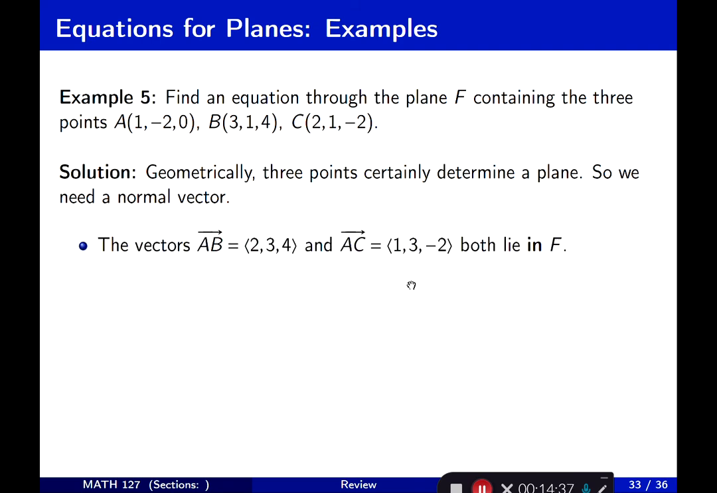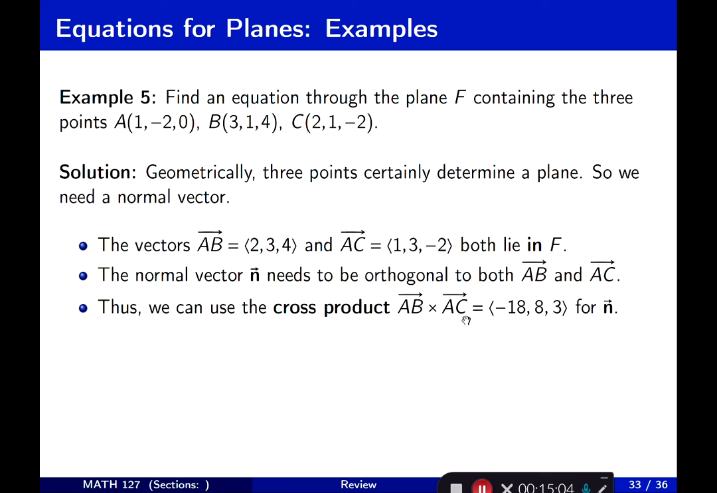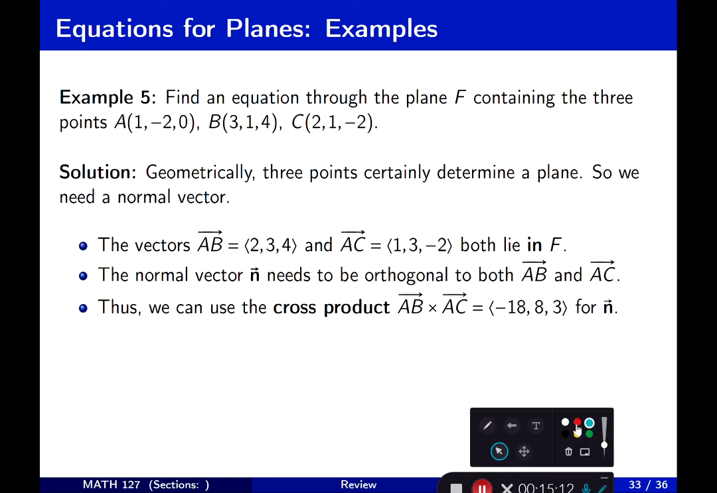So I form vector AB, which is the difference: 3 minus 1, 1 minus 2, 4 minus 0. And then I find AC. There are 2 vectors that lie on the plane. Now I cross product them to find the normal vector. How do I cross product?